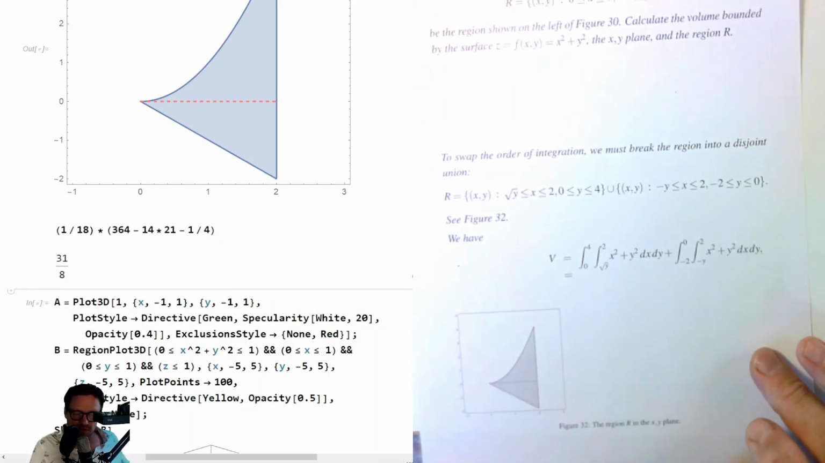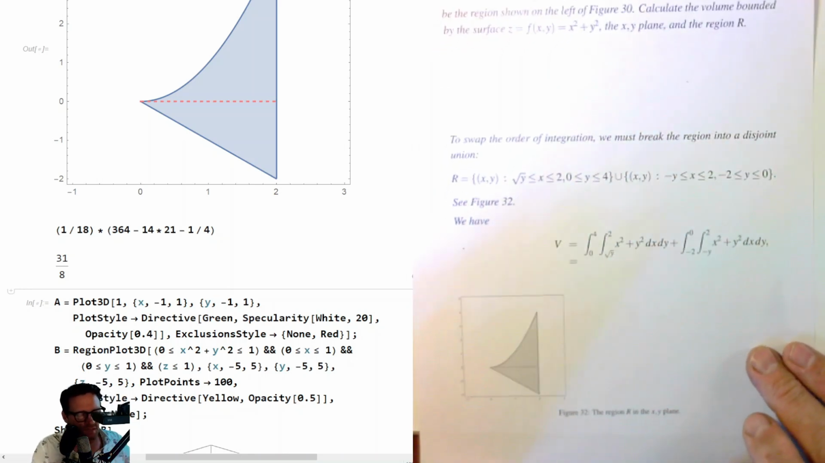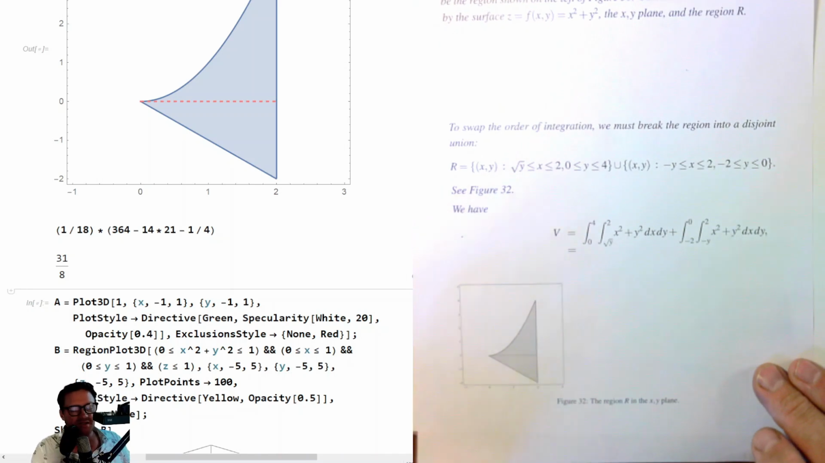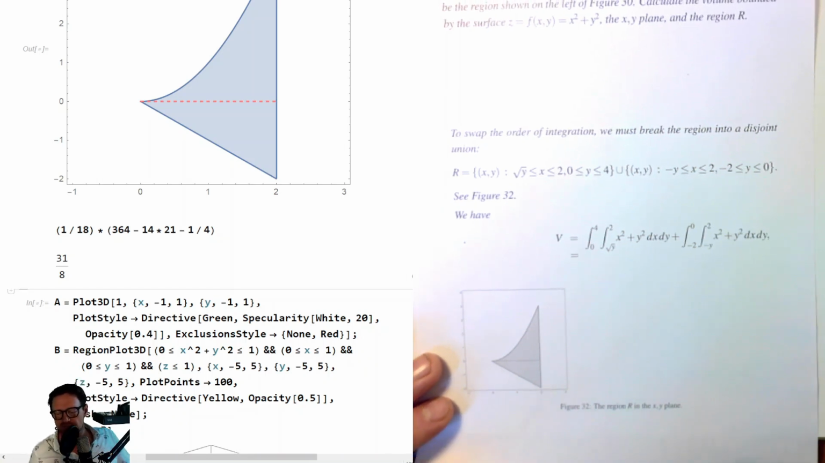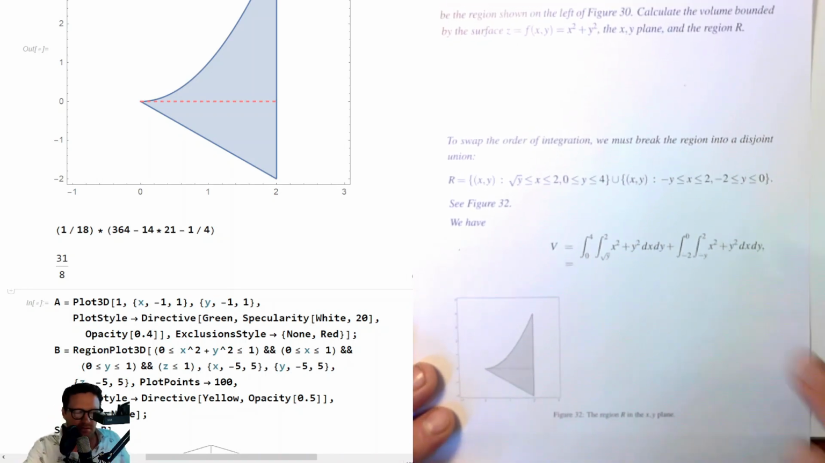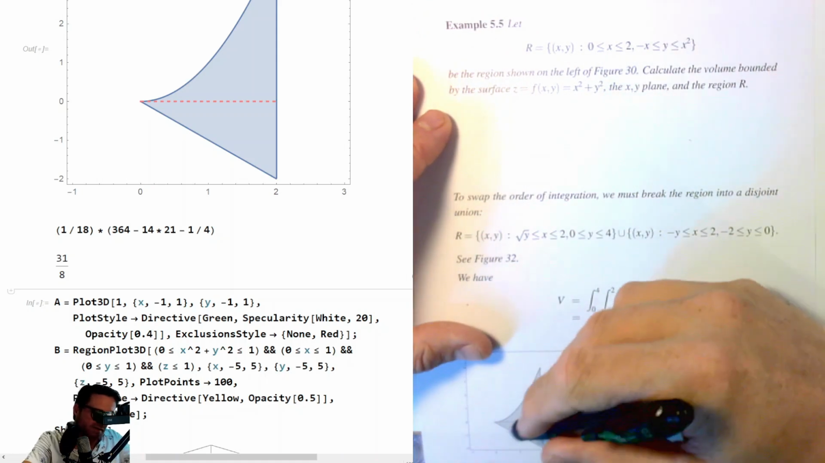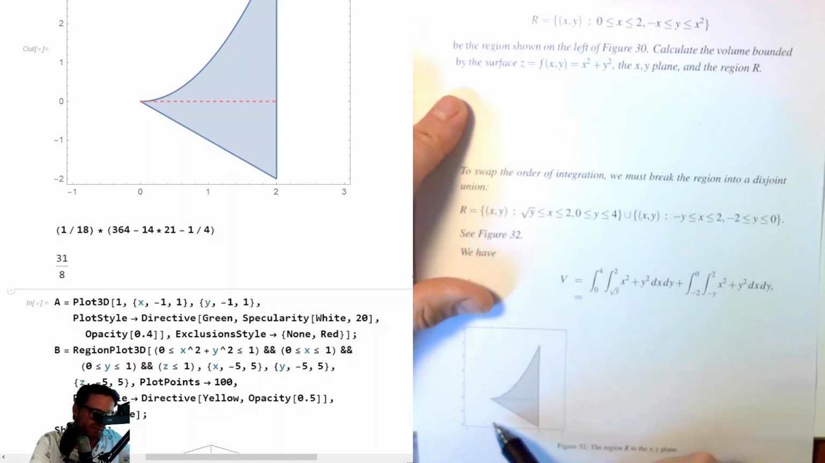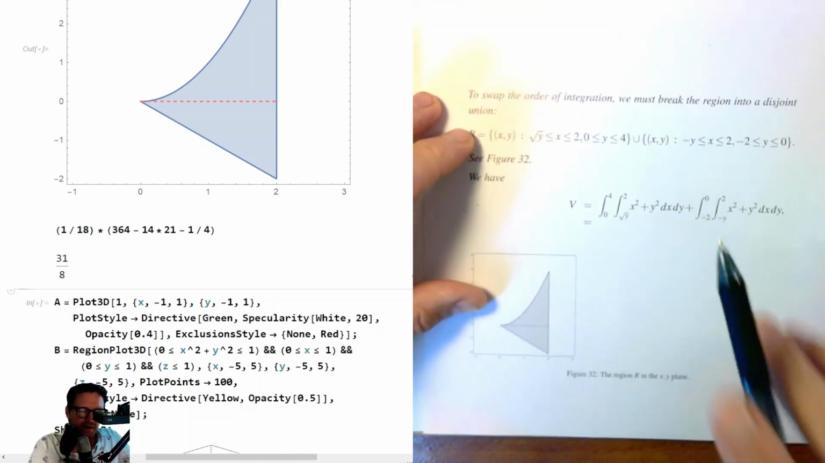All right, so now we're going to look at the integral on the right-hand side of figure 30, which is this really, taken in another way. So in the first way, it's easy. In the second way, it's a real pain. But we're going to do that in both ways. All right, so here's our region. It looks like this. So x goes from 0 to 2, and y goes from minus x to x squared.